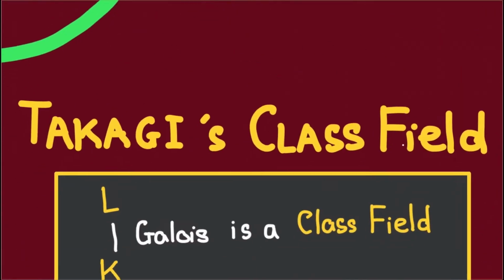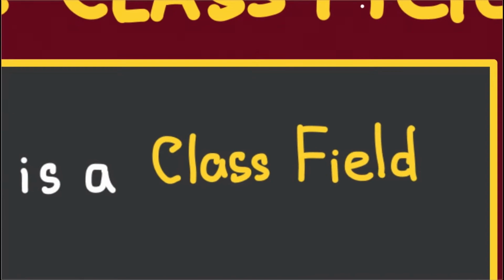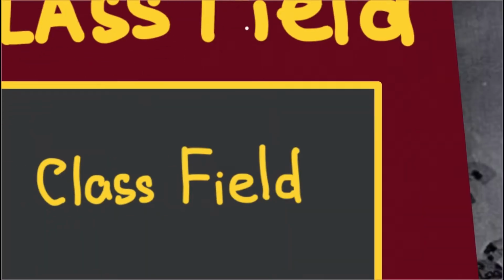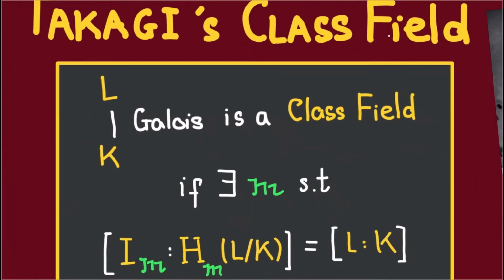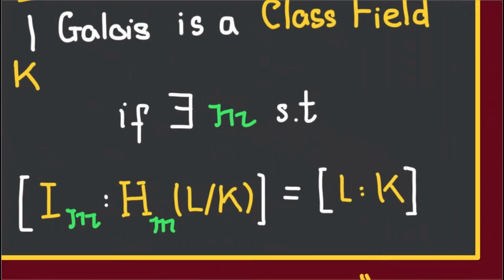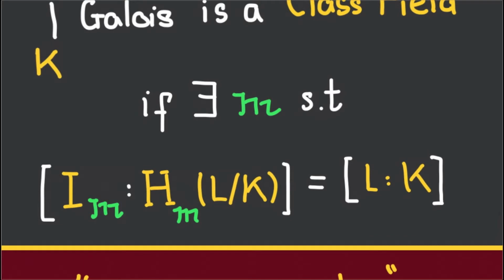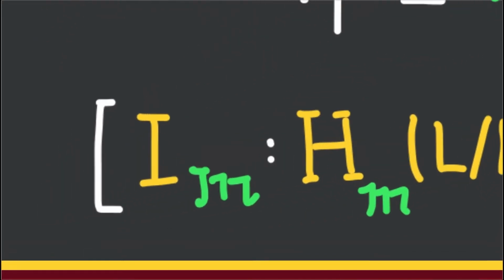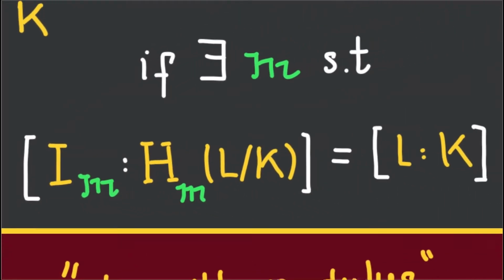Takagi, on the other hand, starts with a finite Galois extension L of K, and then defines what it means for L to be a class field. According to Takagi, L is a class field if and only if the degree of L over K is going to be equal to the index of some norm subgroup of L over K inside the fractional ideal group I_M for some modulus M of K.